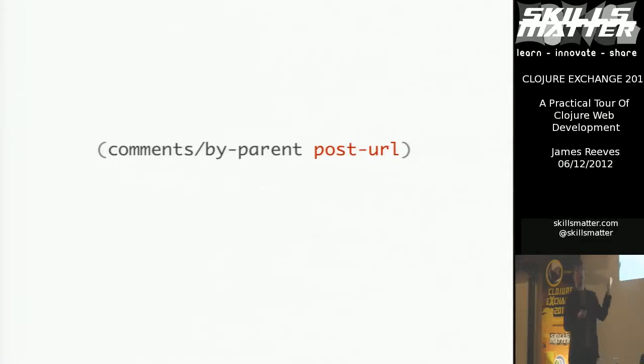So maybe this is ultimately what we want to end up with. In the comments namespace, we have a function called byParent. So we're getting all the comments by parent. And we're passing in a URL, which means that the comment namespace no longer has to know anything about the posts or anything else about any other namespace.